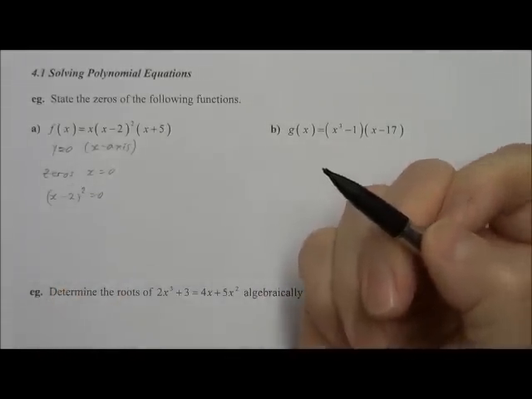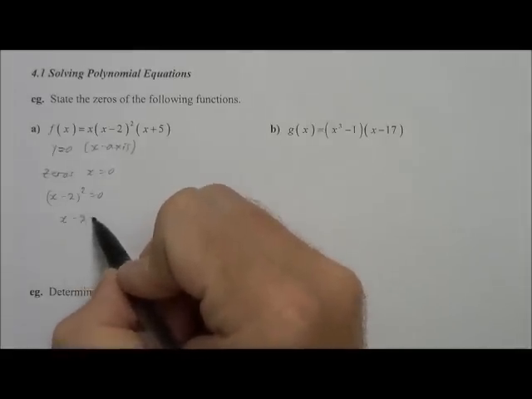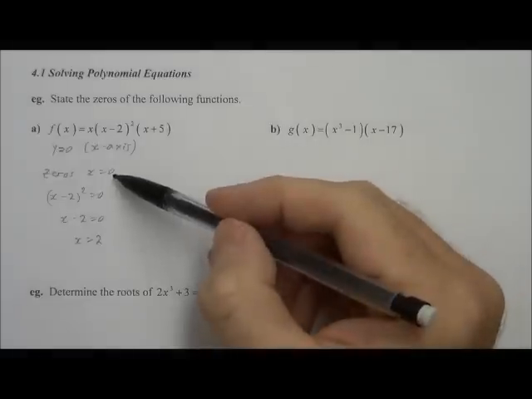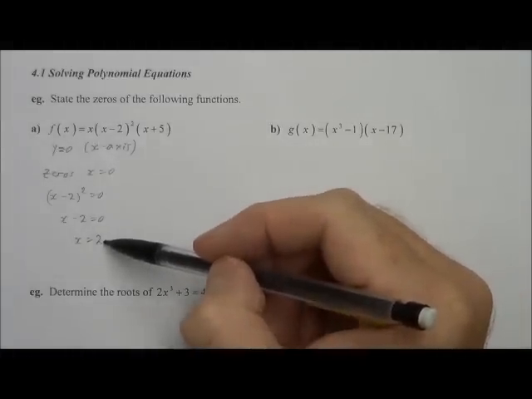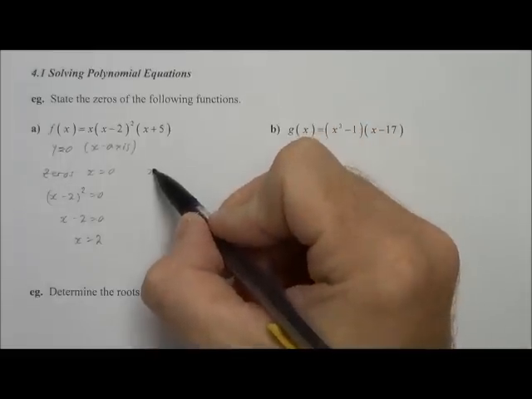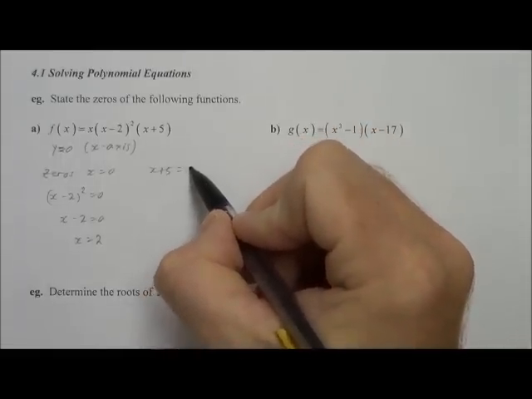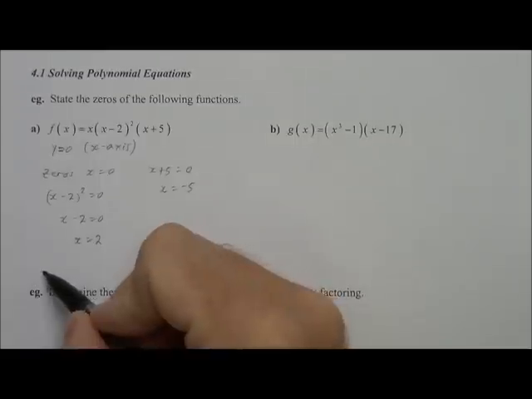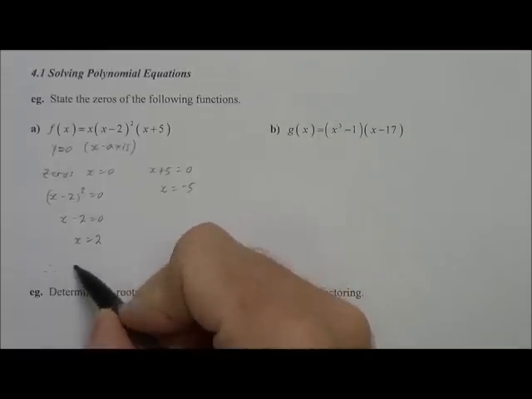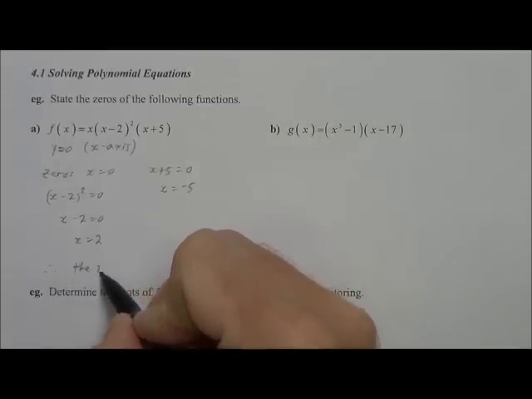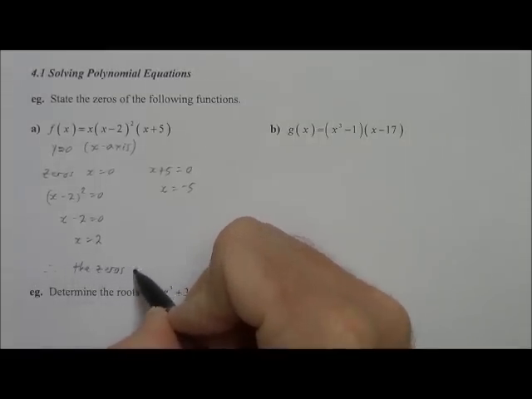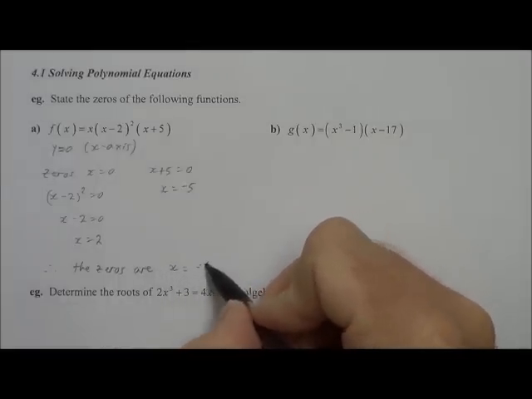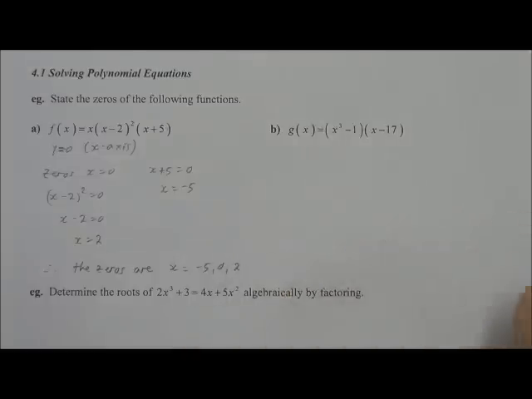So we can take the square root of both sides, so we get x minus 2 equals 0, and therefore x equals 2. So we have two zeros, x equals 0 and x equals 2. And then we also see that x plus 5 could equal 0, so then x equals negative 5. Therefore the zeros are x equals negative 5, 0, and 2.